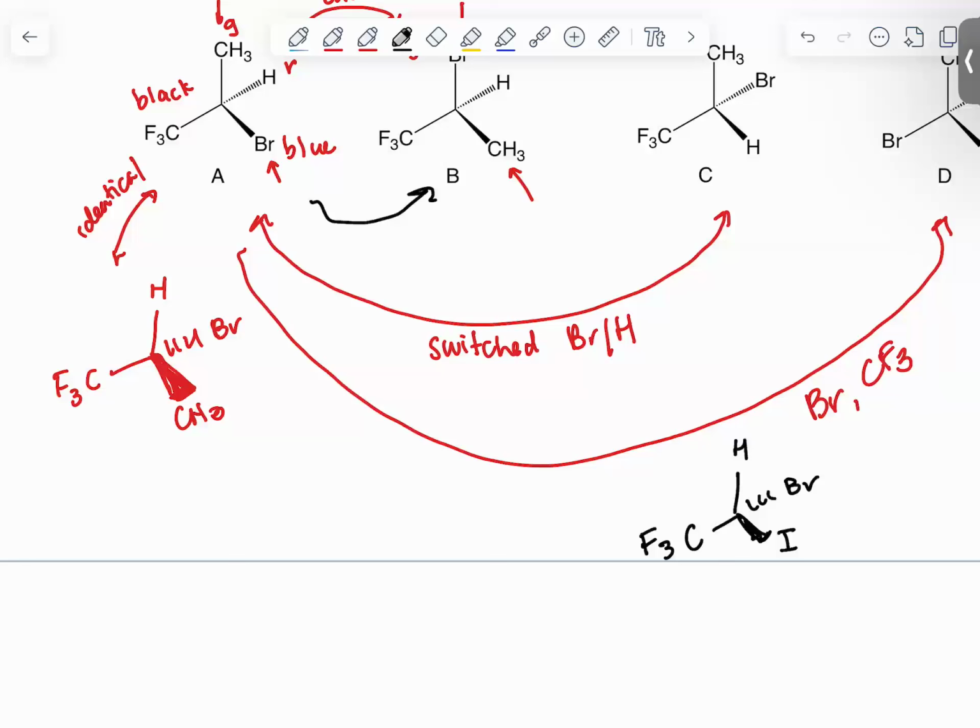That is neither enantiomer nor identical, because it doesn't have the same four things. You have to have the exact same four things for them to be considered enantiomers or identical.